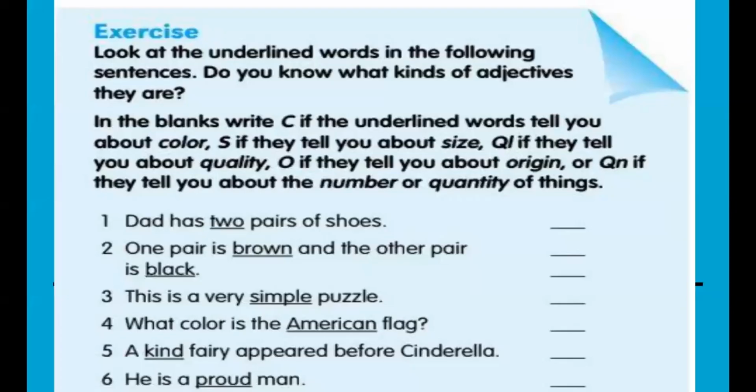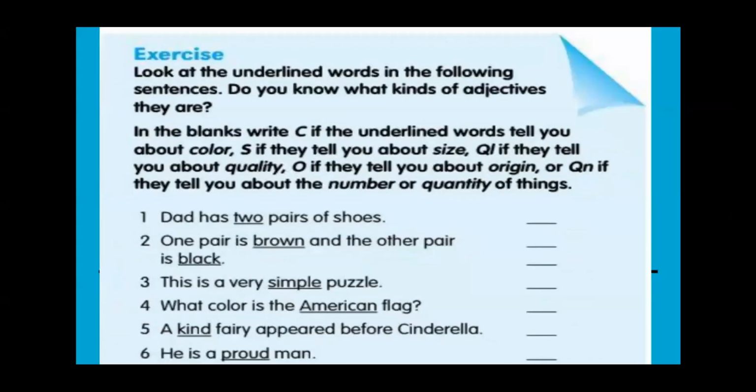So let's start with the exercise now. Here, what do we have to do? Let's see the instructions. Look at the underlined words in the following sentences. Do you know what kind of adjectives they are? So you have sentences over here. Can you see these underlined words? In the blanks, write C. It's saying write capital C if the underlined words tell you about color. If the underlined word is an adjective based on color, then we have to write C in the blank.